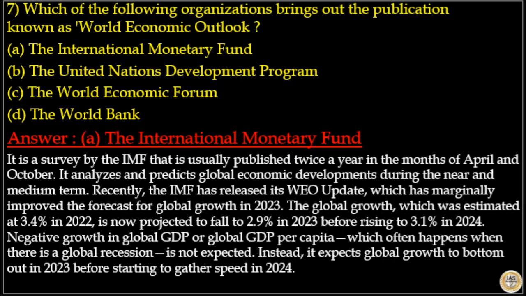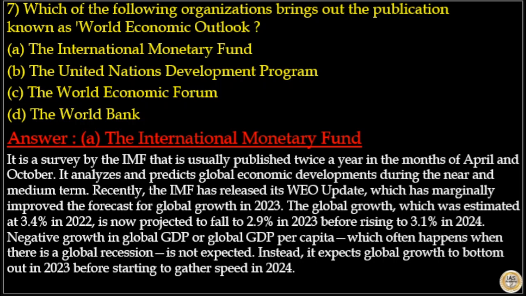Recently, IMF has released its World Economic Outlook update, which has marginally improved the forecast for global growth in 2023. The global growth, which was estimated at 3.4% in 2022, is now projected to fall to 2.9% in 2023 before rising to 3.1% in 2024. The IMF effectively rules out a global recession.